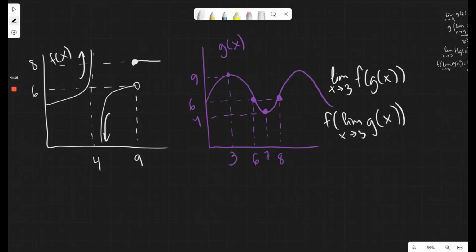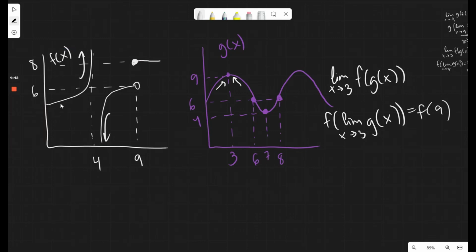So as x approaches 3, from the left, g of x approaches 9, and from the right, it also approaches 9. So this is just f of 9. However, there is no limit at f of 9. And so you might think, well, if it's just f of 9, then the answer is going to be 8. But no, it's still a limit.